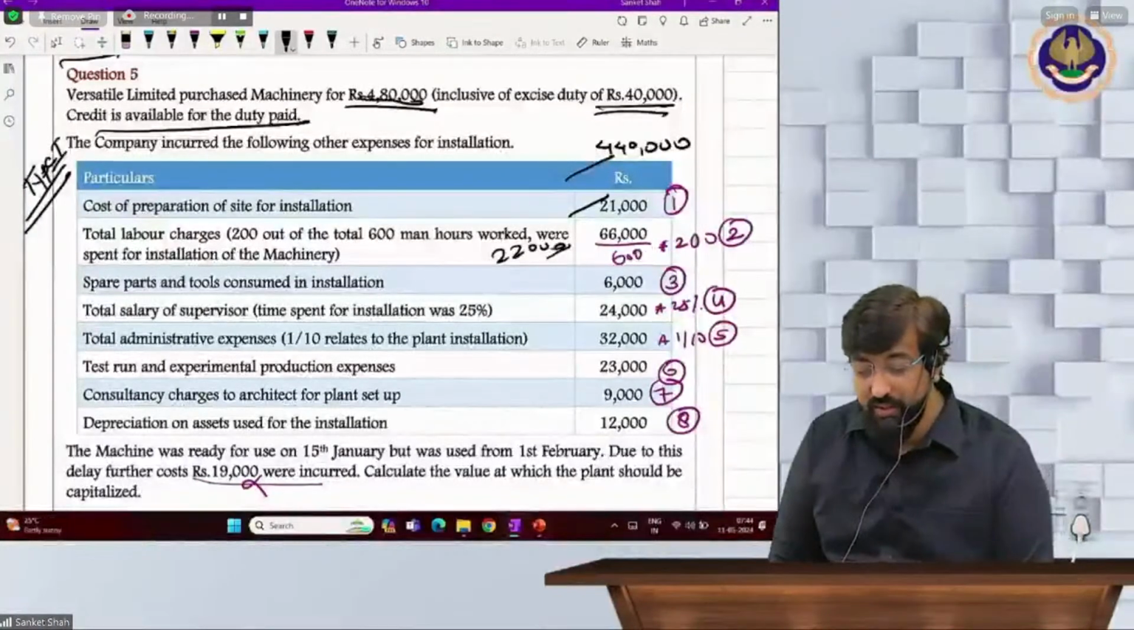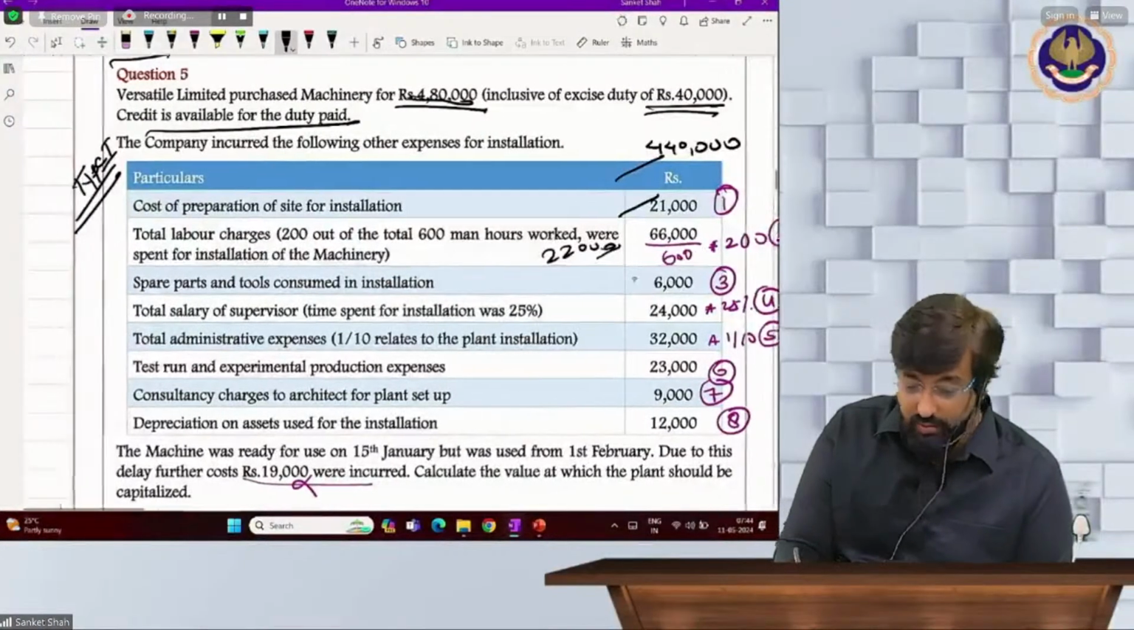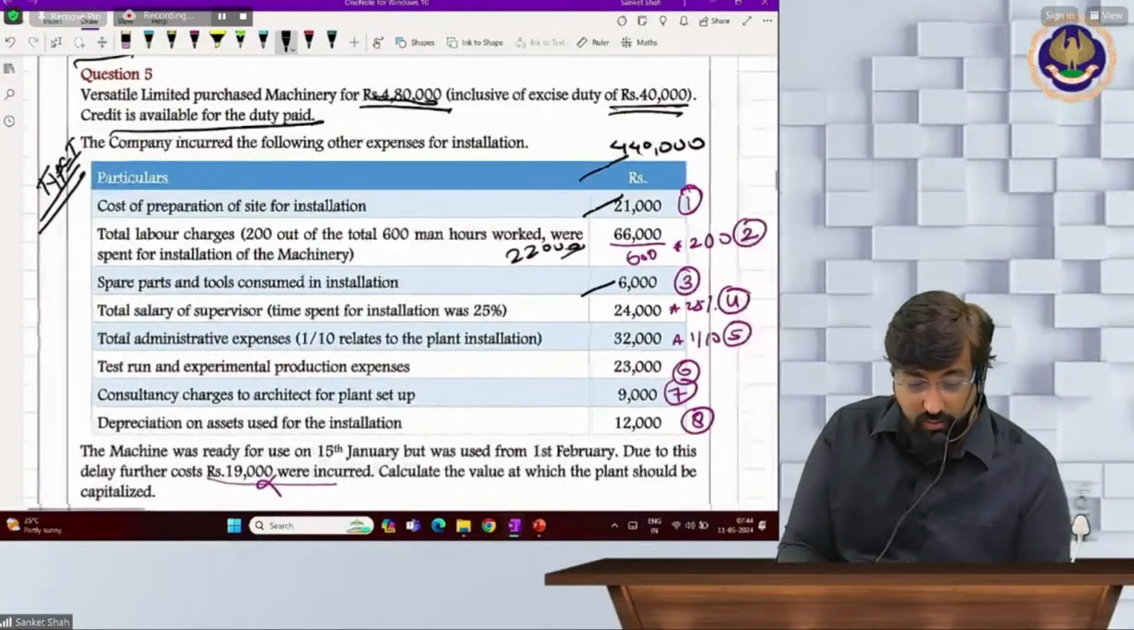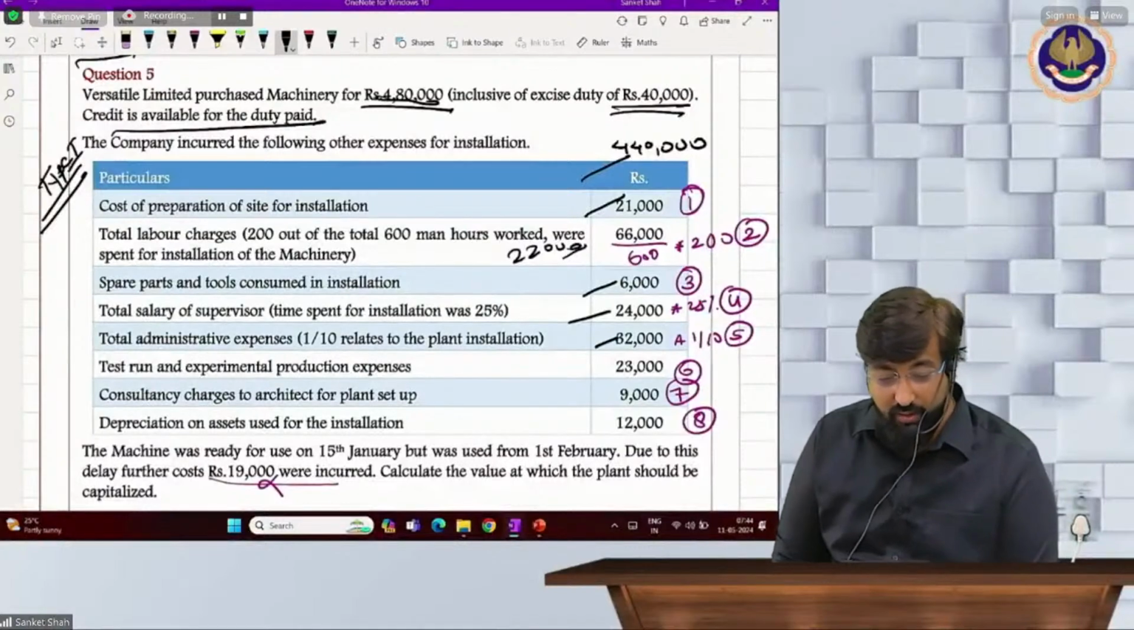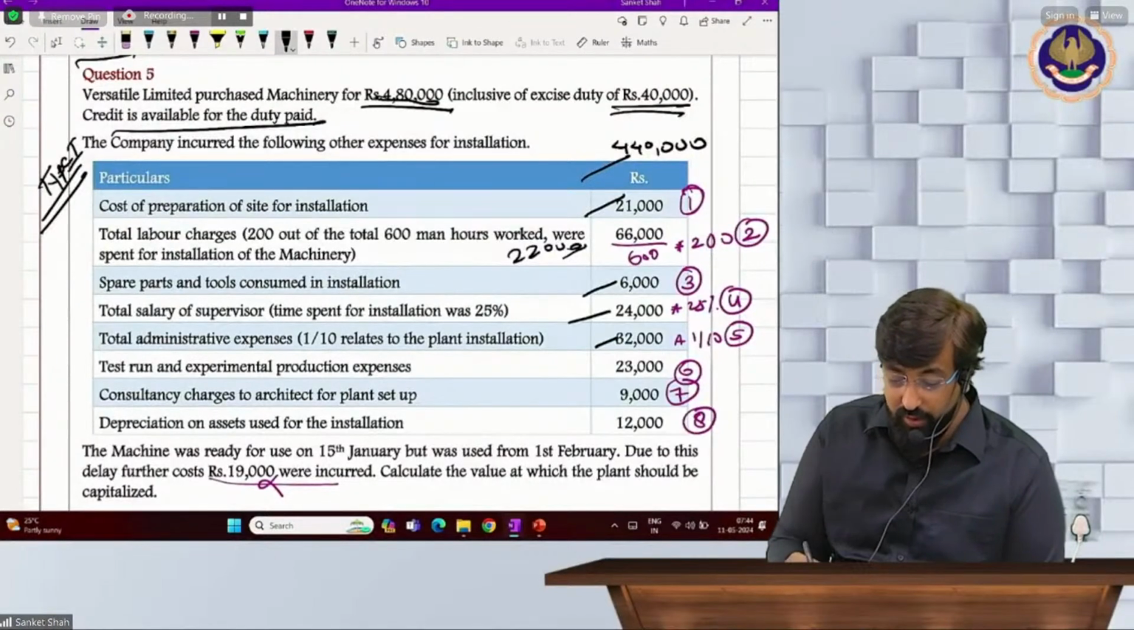66,000 divided by 600 into 200. 6,000 we are going to add. 24,000 into 25% we are going to add. 32,000 divided by 10 we are going to add. 23,000 we are going to add. 9,000 we are going to add. 12,000.